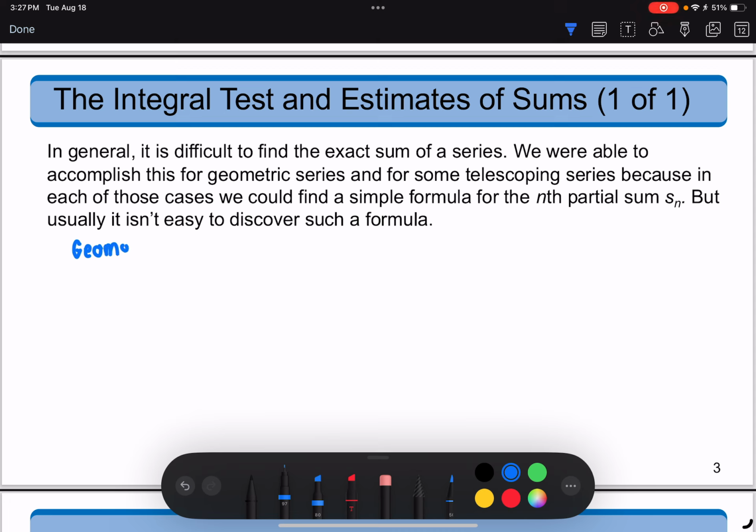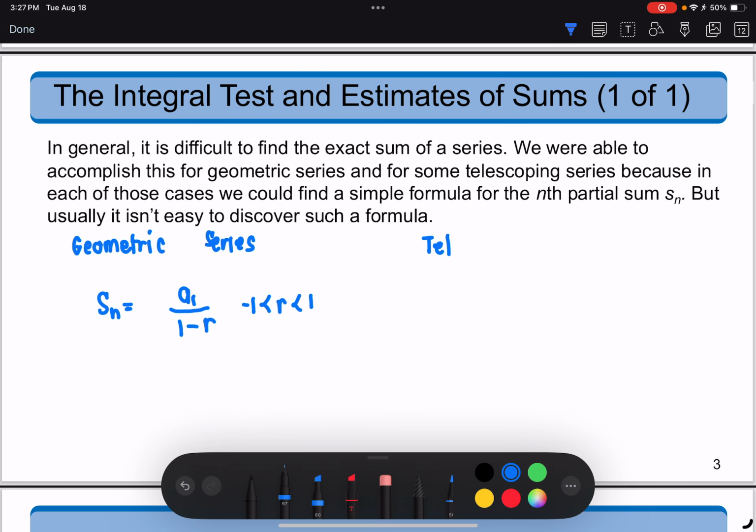for geometric series, the sum is equal to a sub 1 over 1 minus r. Now take note that the condition is that your r should be in between negative 1 and positive 1.